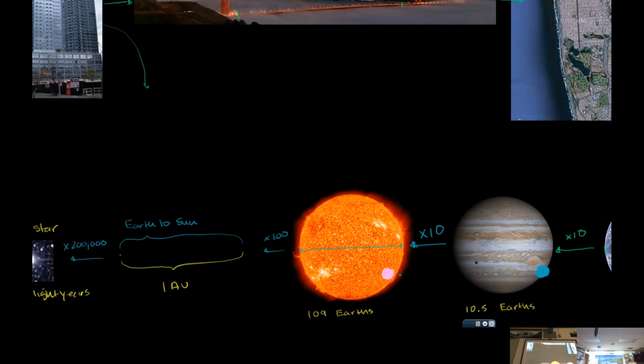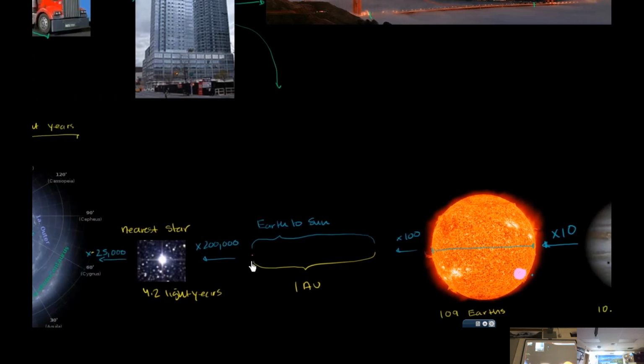Because if we want to get to the nearest star, remember, the sun is 100 times the diameter of the Earth. The distance between the sun and the Earth is 100 times that. Or you could say it's 10,000 times the diameter of the Earth. So these are unimaginable distances. But the nearest star, which is 4.2 light years away, is 200,000 times the distance between the Earth and the sun, and once again, unimaginable.